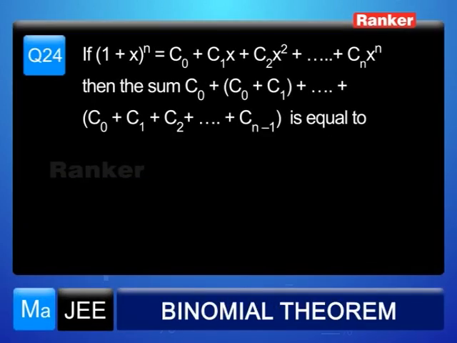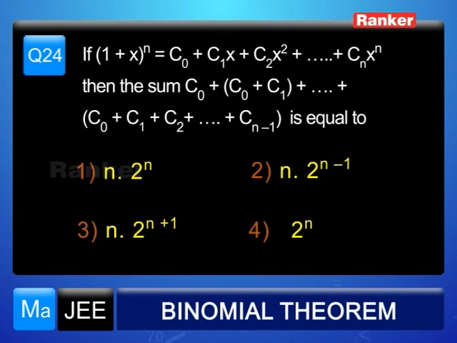If (1 plus x) power n is equal to c naught plus c1x plus so on cn x power n, then the sum of c naught plus (c naught plus c1) plus, the next bracket consisting of c naught plus c1 plus c2, and the last bracket consisting of c naught plus c1 plus so on cn minus 1, is equal to: first option n into 2 power n, second option n into 2 power n minus 1, third option n into 2 power n plus 1, fourth option 2 power n.